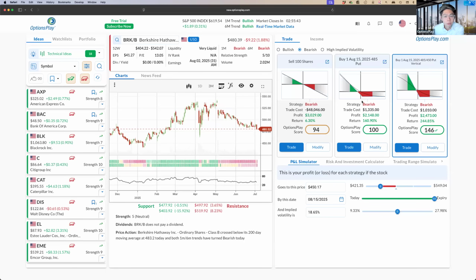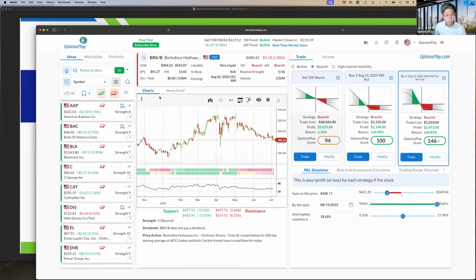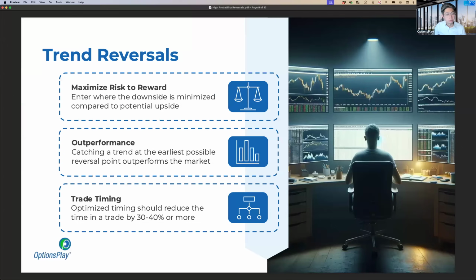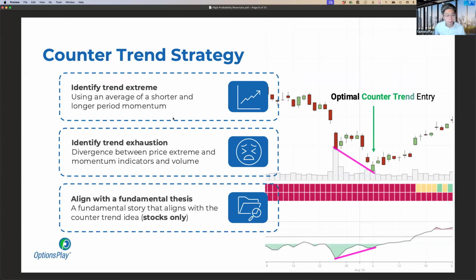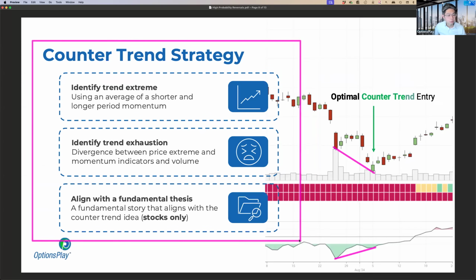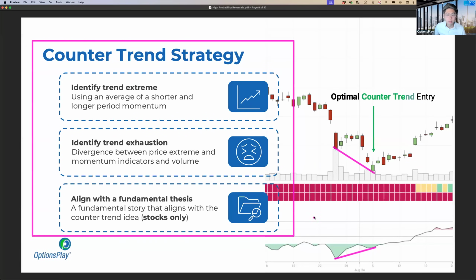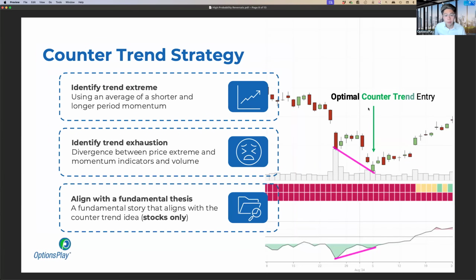Do you have a cheat sheet that has the three criteria for the counter trend and other strategies? So when you go to the recording, you'll be able to download these slides. And slide number 8 has the three criteria on here. If you want, you can print this out and use that as a cheat sheet.